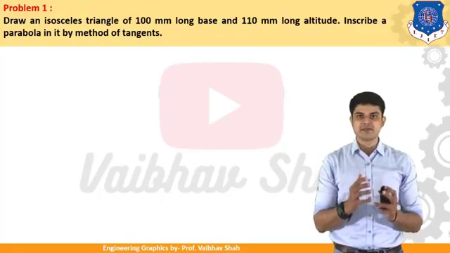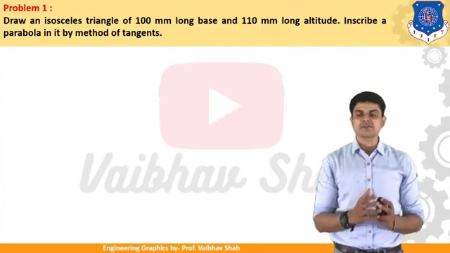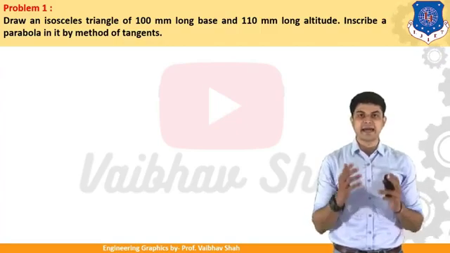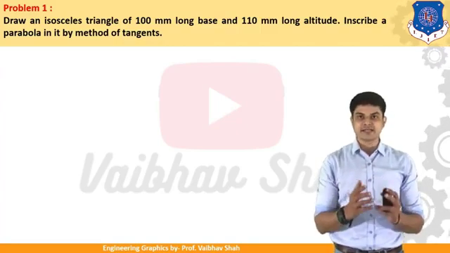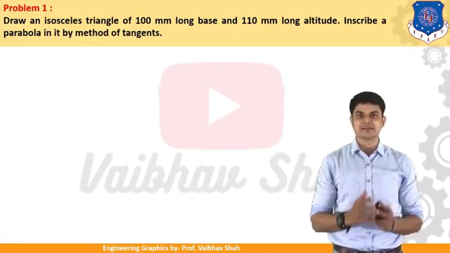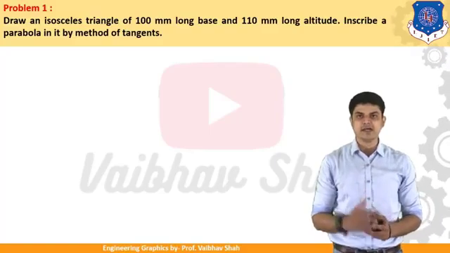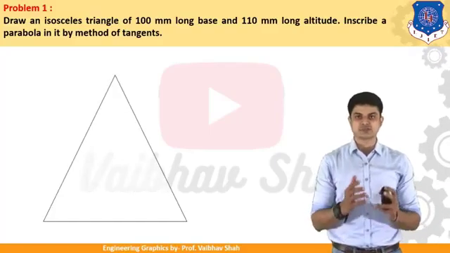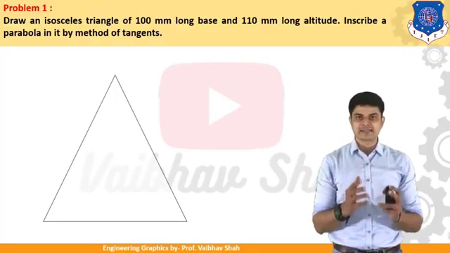So here we will be having one isosceles triangle. So let us first understand what we mean by an isosceles triangle. An isosceles triangle means a triangle having two of its sides of equal length. So let us first construct an isosceles triangle. How to construct an isosceles triangle?